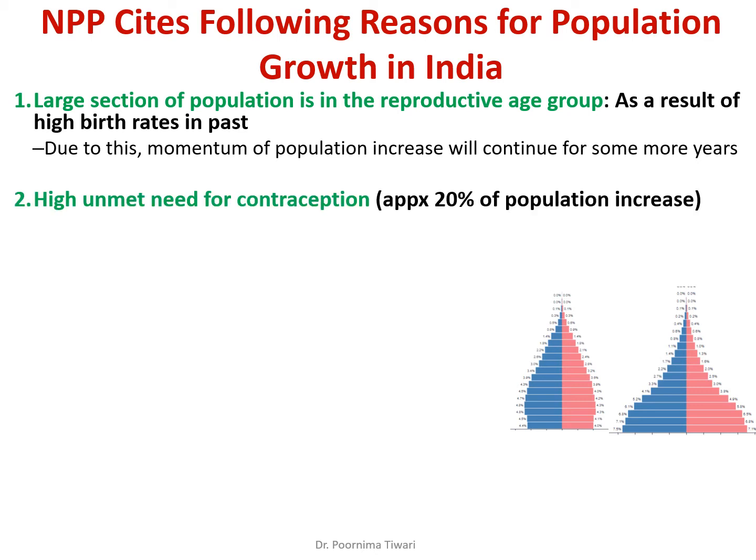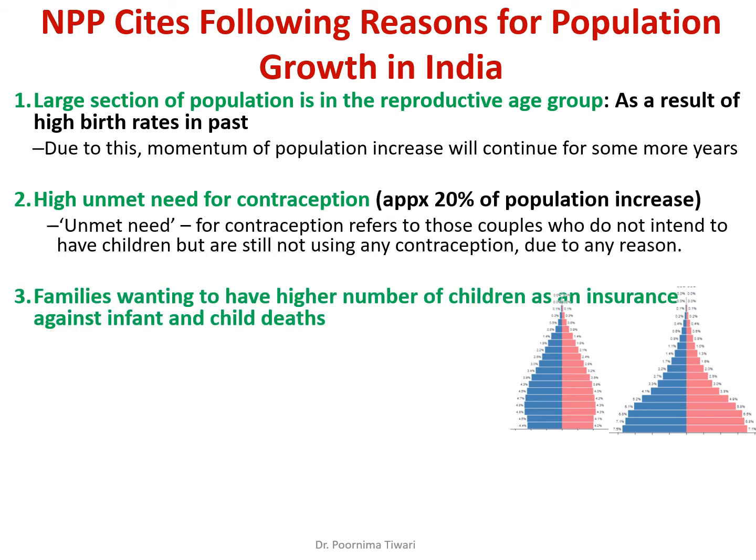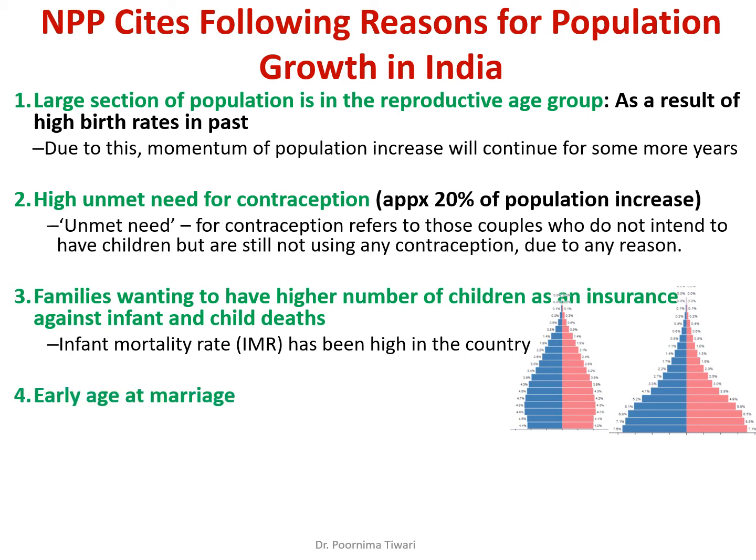Second reason, a high unmet need for contraception. Unmet need for contraception means those couples who do not intend to have children, but even then they are not using any contraception. The reasons can be anything. Third reason cited by the policy, that families want to have a higher number of children as an insurance against infant and child deaths. Infant mortality rate has been high in the past in the country. It has decreased to a large extent, but it is higher than many developed countries. So, people want to have a higher number of children as an insurance against infant and child mortality.